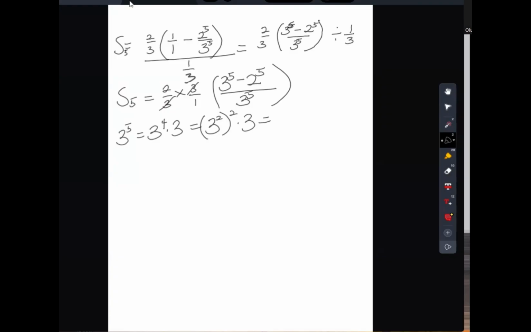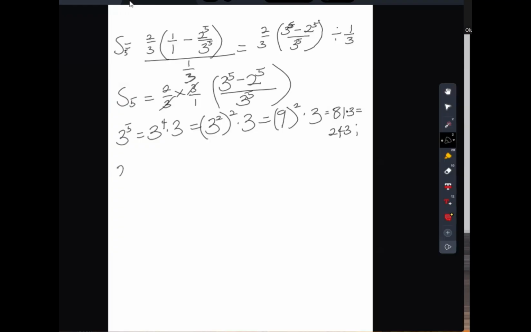So 3 to the power of 2 is simply 9, right? To the power of 2, times 3 back. And this is simply 81, isn't it? So this is 81 times 3, which is 243. Now you see, I didn't need my calculator to know that 3 to the power of 5 is 243. Same thing is applicable to 2 to the power of 5.